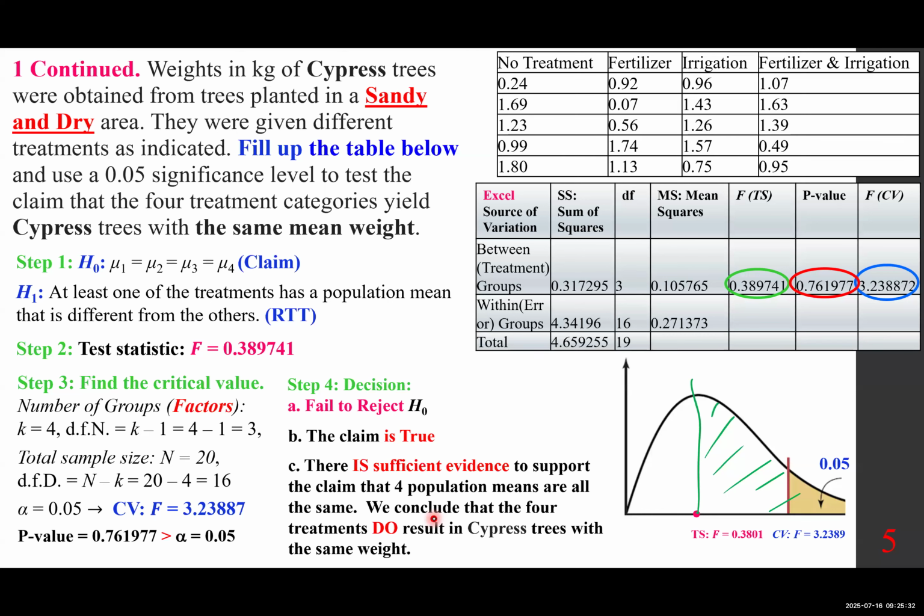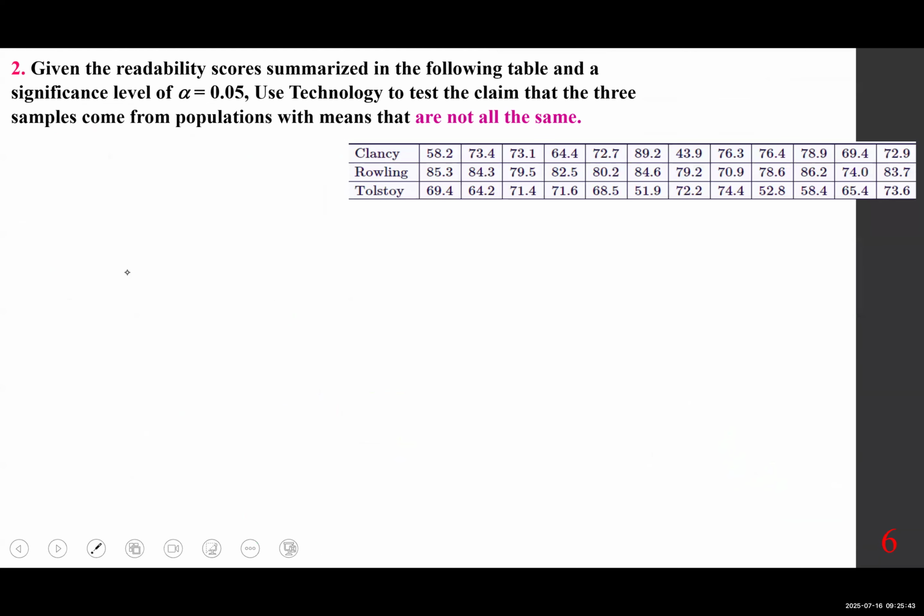So that's analysis of variance, because we had more than 2 groups. Given the readability scores summarized in the following table and a significance level of alpha of 0.05, use technology to test the claim that the 3 samples come from populations with means that are not all the same.